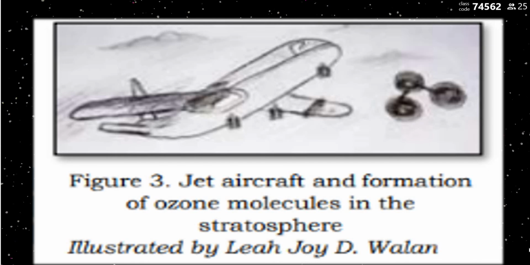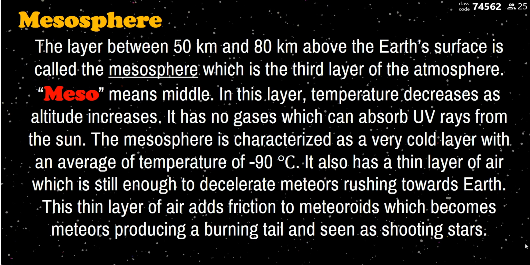This is figure 3, jet aircraft and formation of ozone molecule in the stratosphere. Next is mesosphere. The layer between 50 km and 80 km above the Earth's surface is called mesosphere, which is the third layer of the atmosphere. Meso means middle. In this layer, temperature decreases as altitude increases.